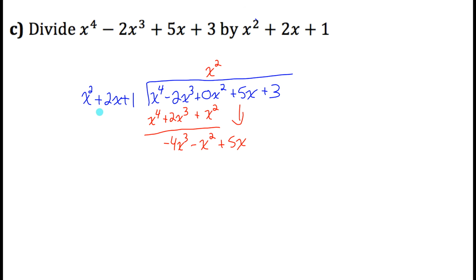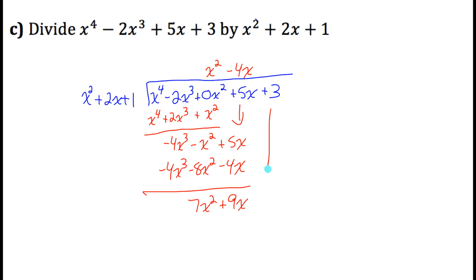and we repeat the process. Negative 4x cubed divided by x squared would be negative 4x. Multiply that negative 4x by the entire divisor. That would give me negative 4x cubed minus 8x squared minus 4x. Subtract all the like terms. Negative 4x cubes cancel. Negative x squared minus negative 8x squared, that would be 7x squared. And 5x minus negative 4x, that's positive 9x. Bring down the last term and repeat the process for the last time.